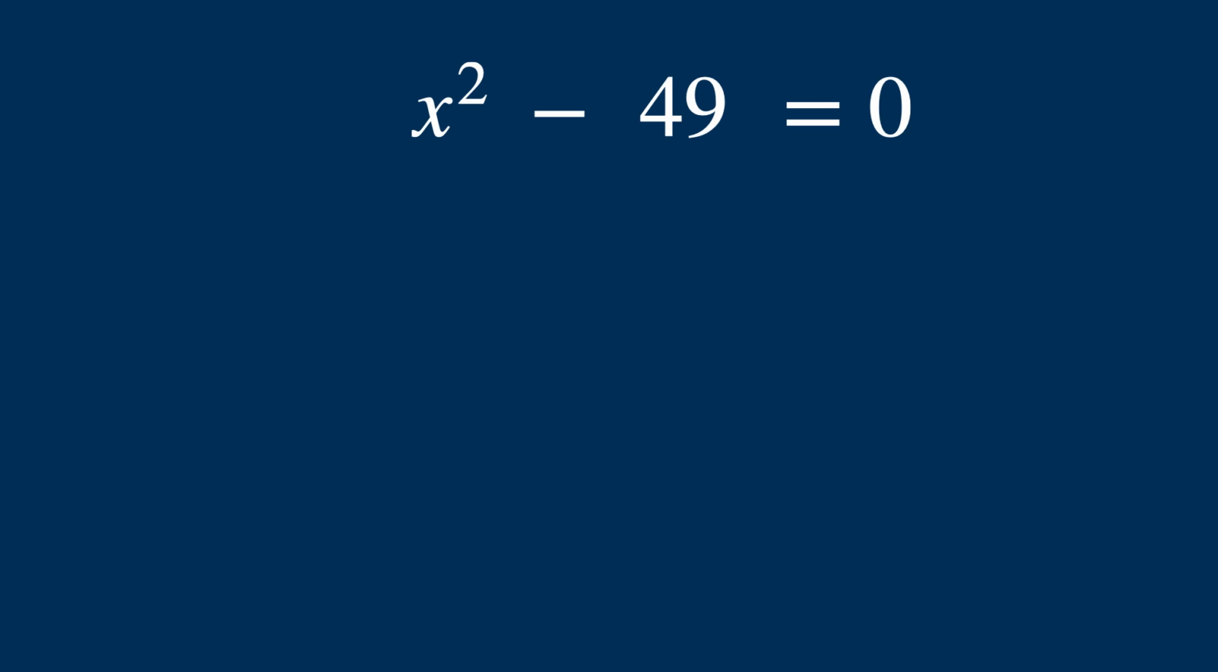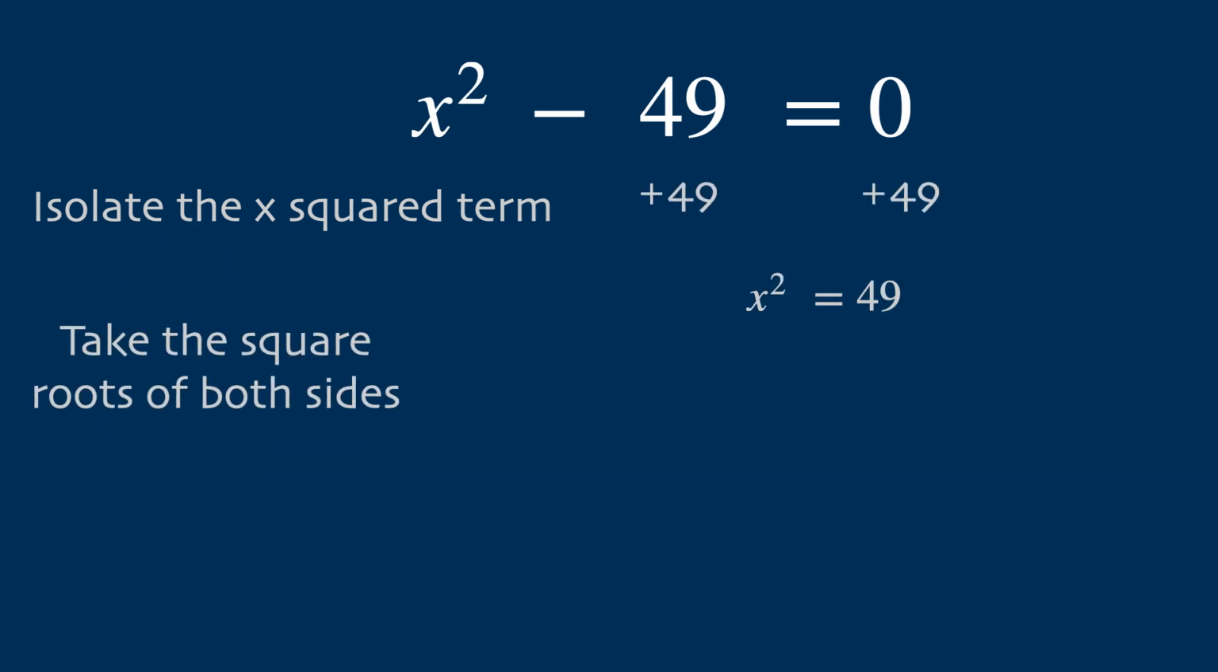So here we go. The first thing I'm going to do is isolate my variable. In this case, it's an x squared. And so by doing that, I'm going to add 49 to both sides. All right? When I get that, I get x squared equals 49. And then all I have to do is take the square root of both sides.